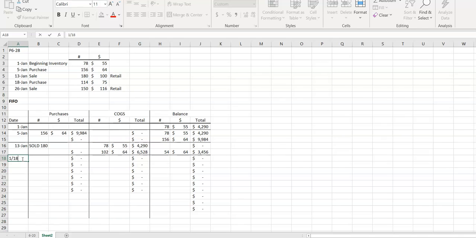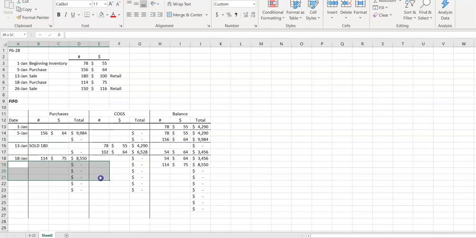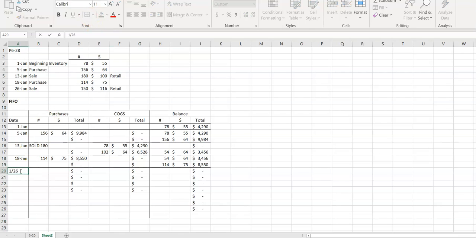All right, January the 18th, I purchased 114 at 75. All right, so pull the 54 down first. That's 64, and then the 114 at 75 can go in. Draw a line. And then I sold 150.